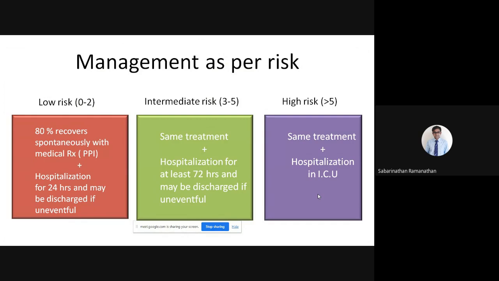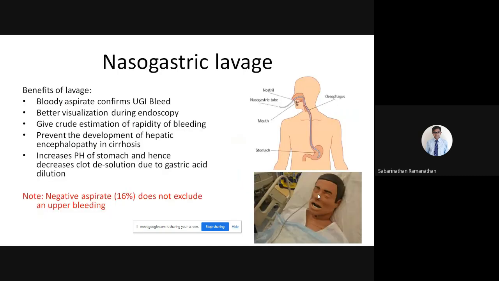Low risk means 0 to 2. Among patients in the low risk category, 80% recover spontaneously with medical treatment, proton pump inhibitor, and hospitalization for 24 hours, and may be discharged if there are no events. For intermediate risk, with a score between 3 to 5, the same treatment is applicable, and hospitalization is slightly prolonged, up to 48 hours, after which we can discharge the patient. For high risk patients, the score is more than 5. The treatment is the same, but they might require hospitalization in the ICU also. So this comes under the high risk category.